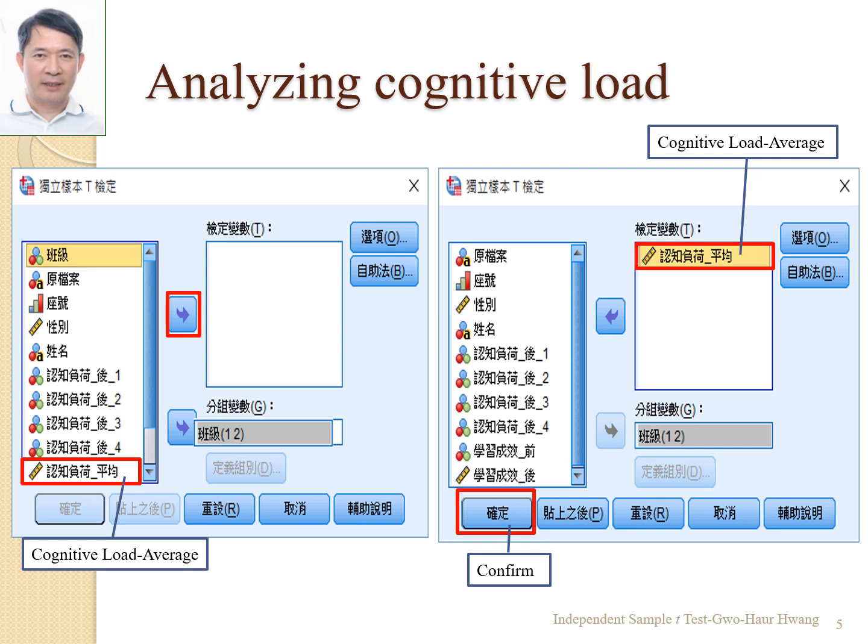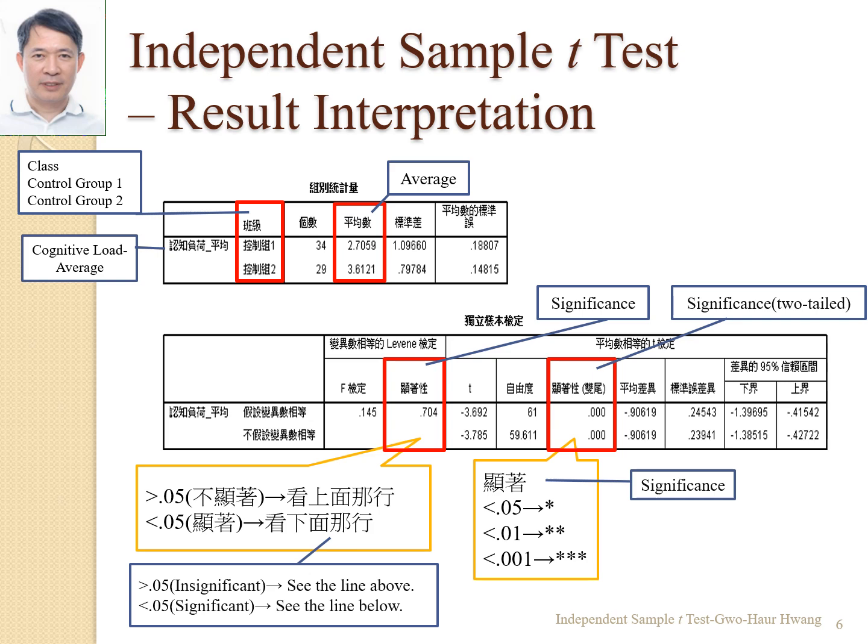Assuming we want to analyze the average cognitive load, typically, we would calculate the average of each dimension beforehand. This can be done by using formulas in Excel to prepare the data. Then, we select the averages of these dimensions to the right-hand side and click Confirm. The results of the independent sample t-test would appear as follows.